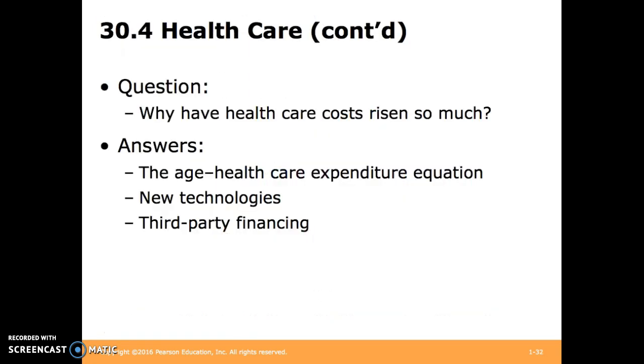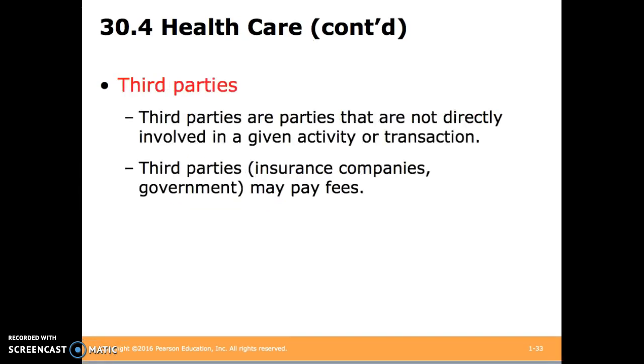So why have healthcare costs risen so much? Several answers are the aging of the population, new technologies in the medical field, and the introduction of third-party financing, or insurance companies. Third parties are parties that are not directly involved in a given activity or transaction. Third parties, including insurance companies or government, may pay fees.